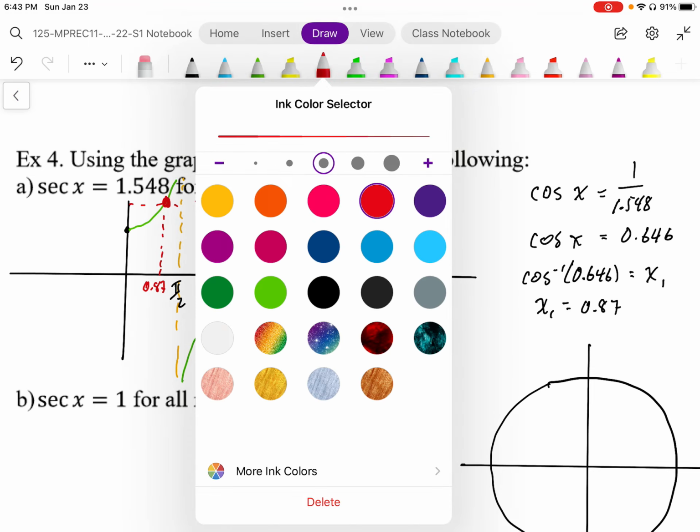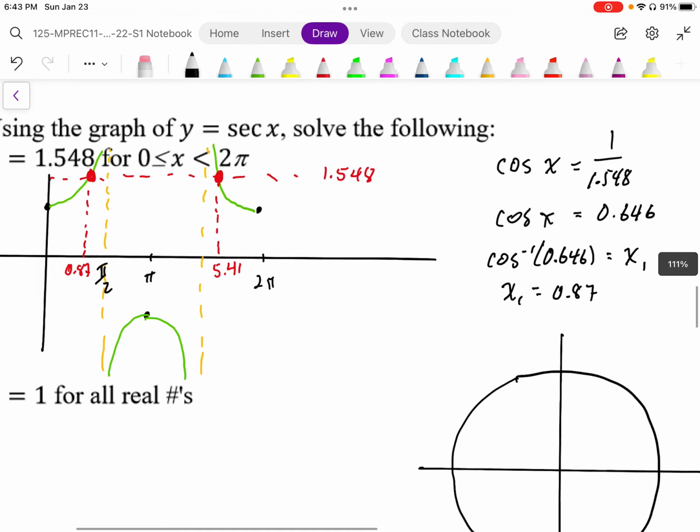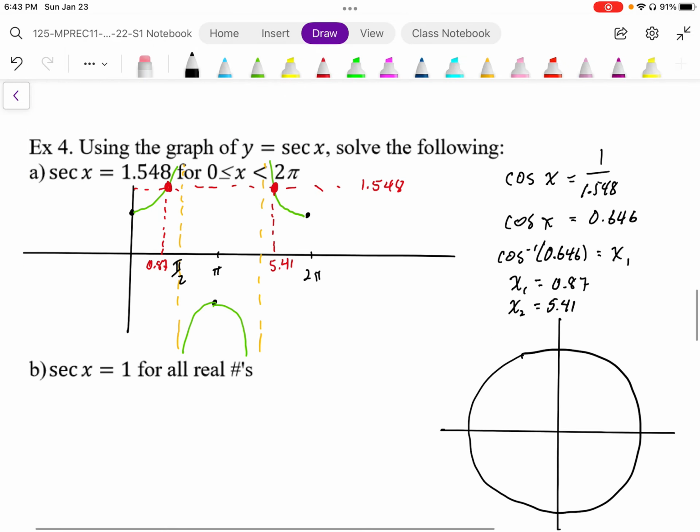And again, on the right-hand side here, I've shown this algebraically how we can solve for that as well. So from the graph, let's write that down. From the graph, we can just find the intersection. We can draw a horizontal line at y equals 1.548 and find the intersections from the function. We can actually just solve it algebraically as well.